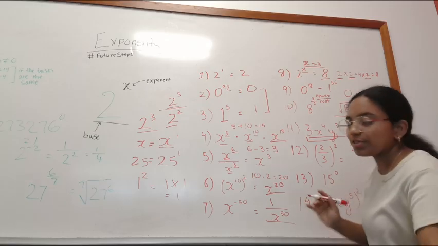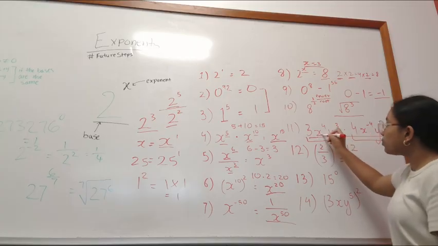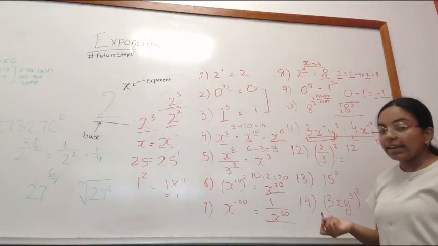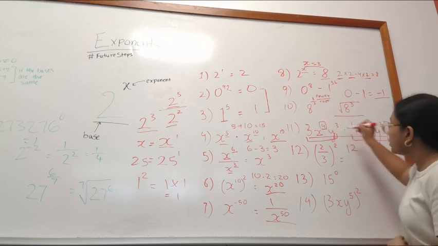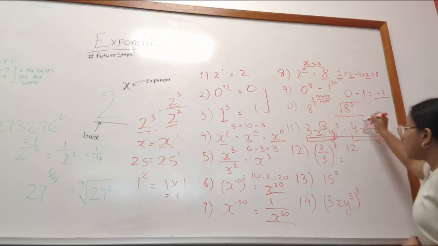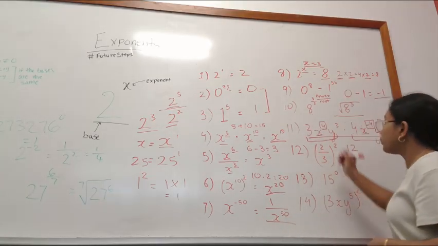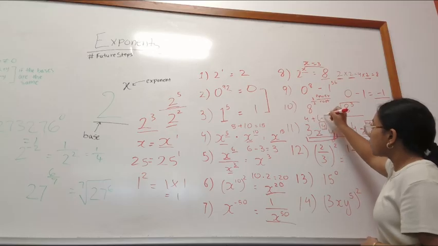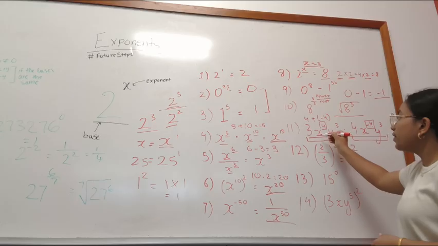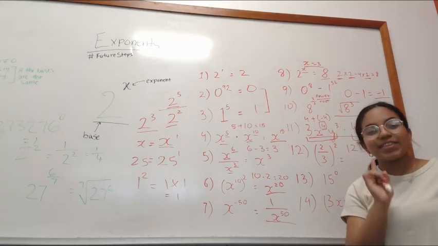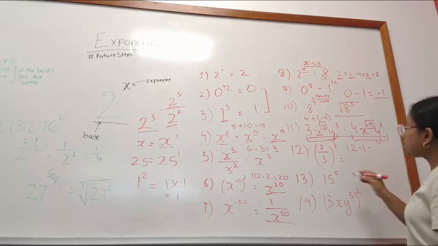Oh, 3 times 4 is 12, sorry. And then we have x and x. So you just look for similar variables, right? Here we have x to the power of 4, and here we have x to the power of negative 4. When we multiply, what do we do? We add the exponents. So 4 plus negative 4 is just what? 0. And a number to the power of 0 is always 1, right? So it's just going to be 12 times 1 times, let's look at y.